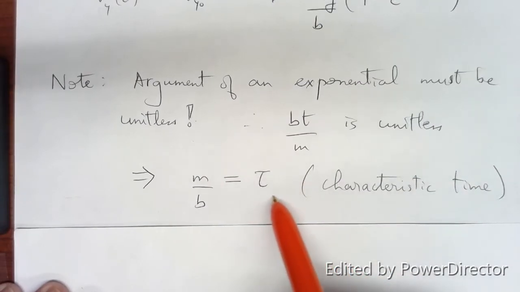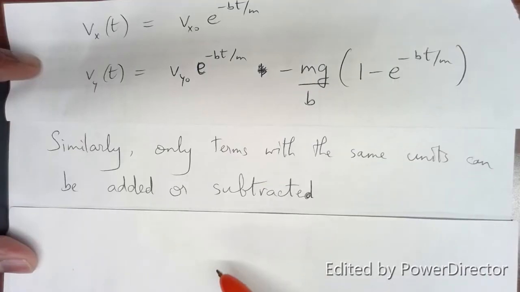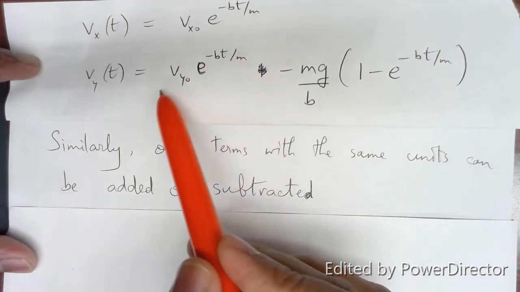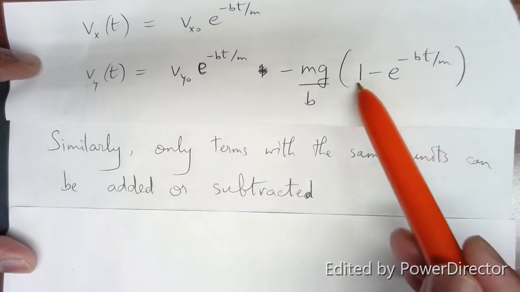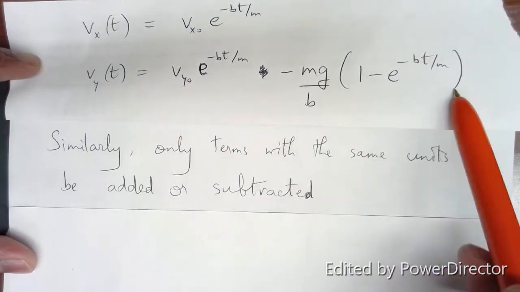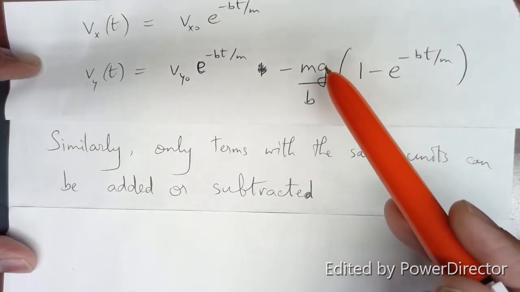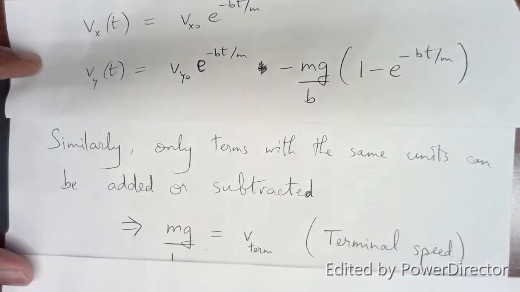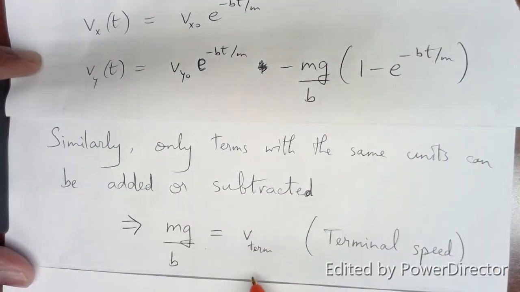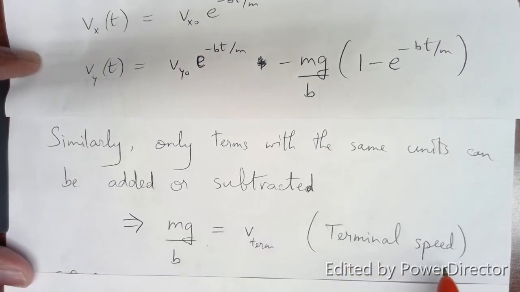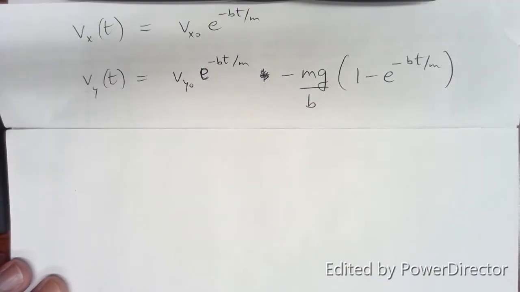And so we have a characteristic time, which we shall call tau. Similarly, we expect that only terms with the same units can be added or subtracted. If this exponential term is unitless, then we see we have units of velocity here. Again, this term in parentheses over here, this term as a whole is unitless. And so mg over b must also have units of velocity. And so we define mg over b is equal to v term, the terminal speed. Let us check our interpretation. These were the equations.